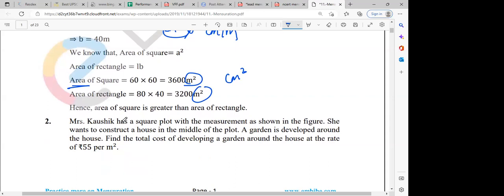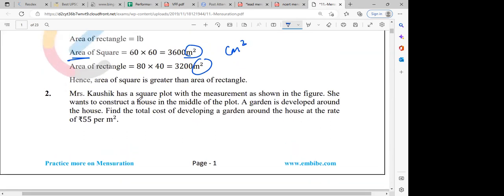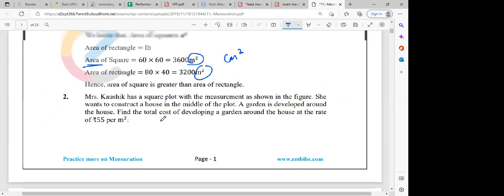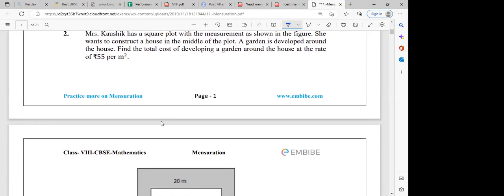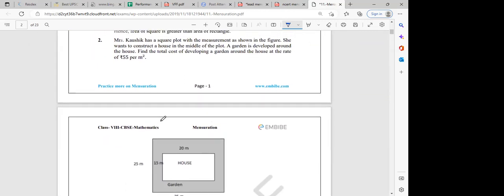Okay, now coming to the next question. Mrs. Kaushik has a square plot with the measurement given in the figure. She wants to construct a house in the middle of the plot. I hope you can see the screen now as well as the question. A garden is developed around the house. Find the total cost of developing the garden around the house at the given rate.